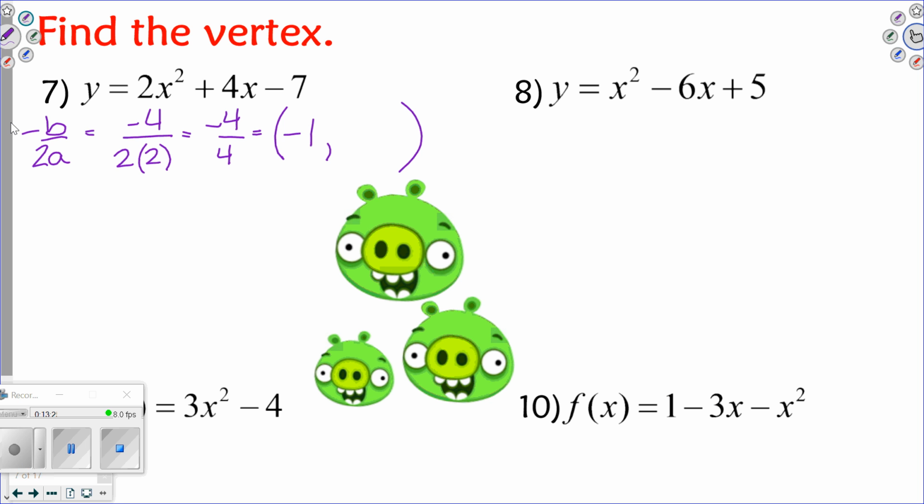How do I find the y? Just plug it back in. So I'm just going right back to the top. So 2 times negative 1 squared plus 4 times negative 1 minus 7. And we get, it should be negative 9. So your vertex would be located at negative 1, negative 9, right? Back 1, down 9.